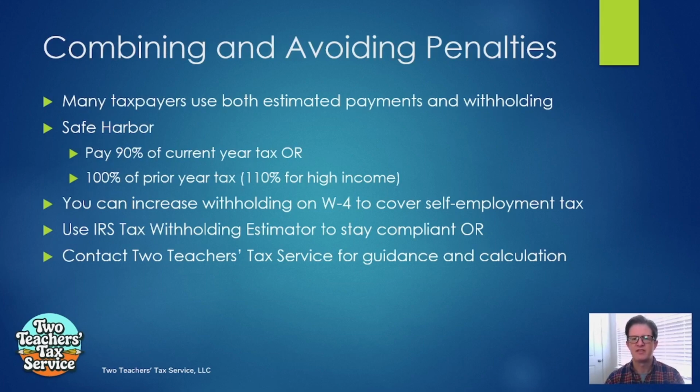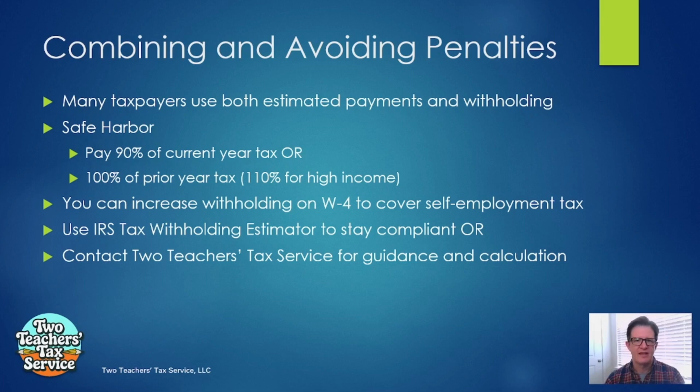So many of us use both estimated payments and withholding. So let's talk about that. There is something called safe harbor. So if you pay 90% of your current year tax or 100% of the prior year tax into the system, and this goes up to 110% for high income earners, you will not be penalized.